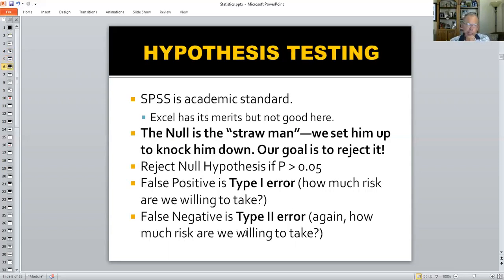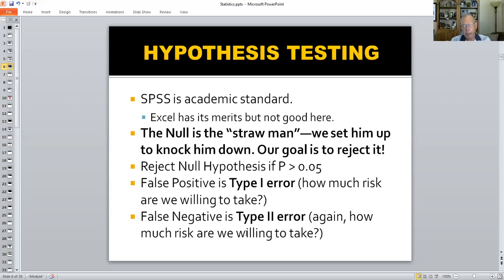What we do in statistics is we test hypotheses. And by now, I don't know where you're at in your program, if you have begun to write your research question or not, but part of your research question is going to be the hypothesis. And of course, SPSS, again, this is our academic standard. You do not use Excel, although Excel has its merits, it's not good for this. So I just reviewed a prospectus where the learner did not use SPSS, and you cannot do it in Excel.